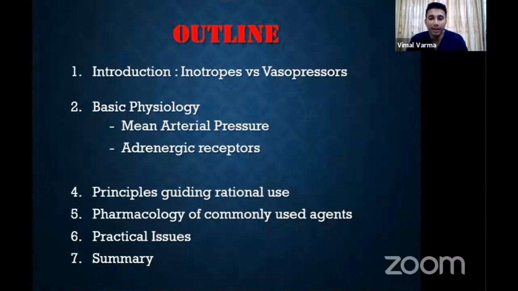Next, for us to choose the right agent for the right patient, we have to have principles guiding the rational usage. There are some fundamental concepts that we have to explore. After that, we will talk about the pharmacology of the individual agents. And finally, we will conclude with practical issues involving usage of these drugs, and a summary.